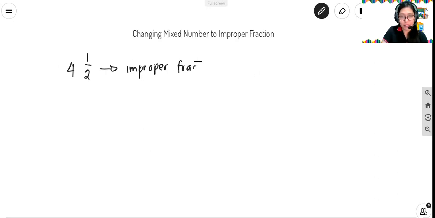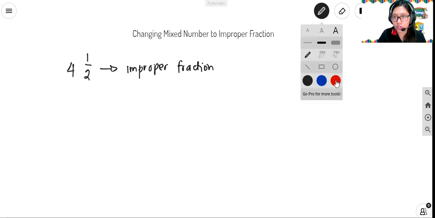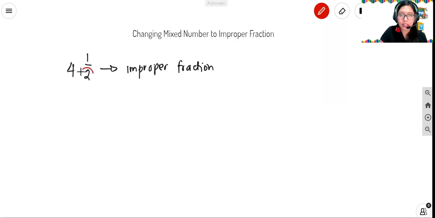Again, this is a mixed number. 4 and 1/2 is a mixed number because there is a whole number and a fraction. So how do we change it? This is how we will do it. I'll change to the red pen so that you can see the solution. First thing that you need to do is to multiply the denominator and the whole number. So you multiply them. So that is 2 times 4. And the answer is 8.